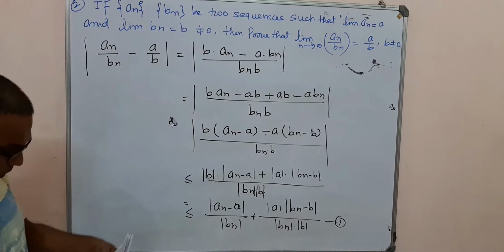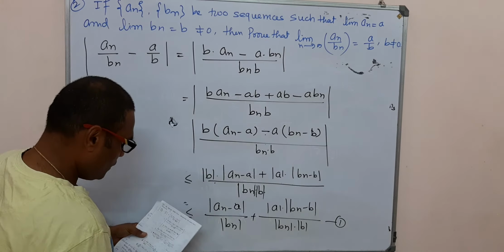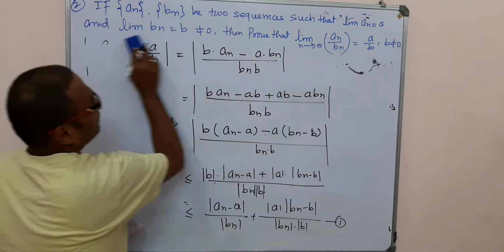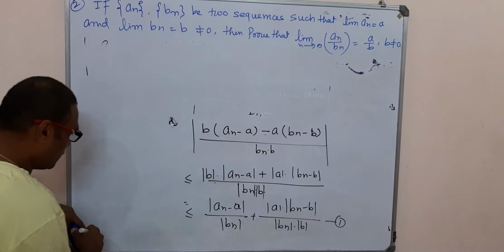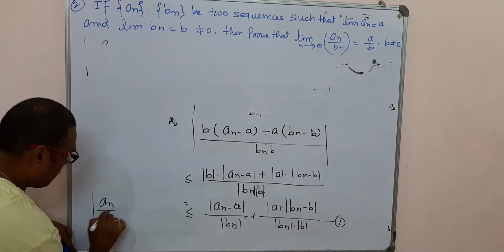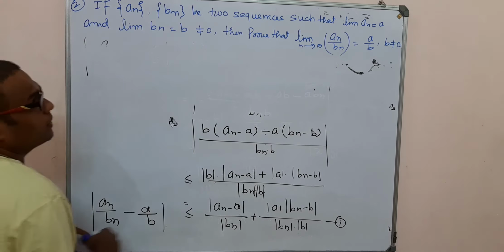Now, since an and bn are convergent sequences, this portion is your an upon bn minus a upon b. So we apply the definition. Since an and bn are such that the limit as n tends to infinity of an is equal to a, and of bn is equal to b, we apply the definition.